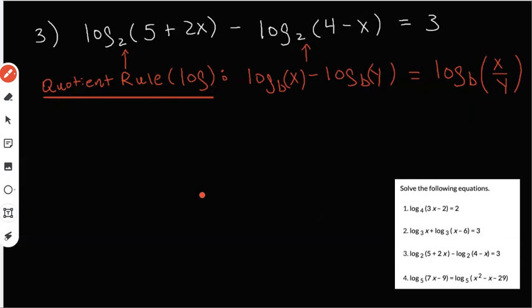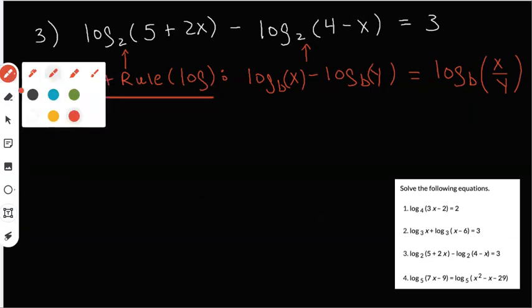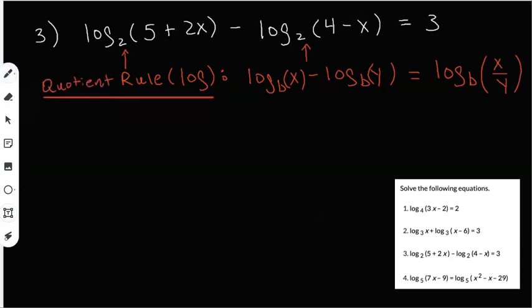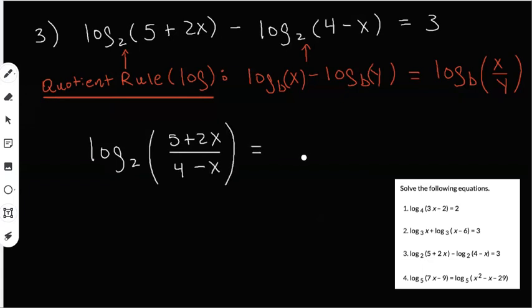So we're going to take this and write it as one logarithm. We know that in this equation, it has a base of 2. And we're going to put 5 plus 2x on top, and 4 minus x in the bottom. And then we close it up. So this is going to be equal to 3 on the other side. So now I've got one logarithm.